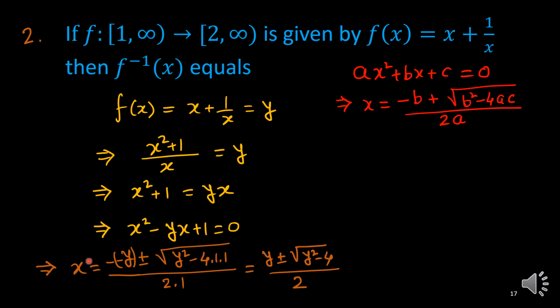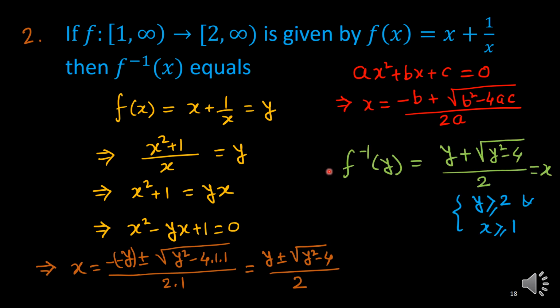Now here we have x in terms of y, but we have two functions. One is y plus square root y square minus 4 upon 2. The other one would be y minus square root y square minus 4 upon 2. So can I take both, or do I need to take only one?